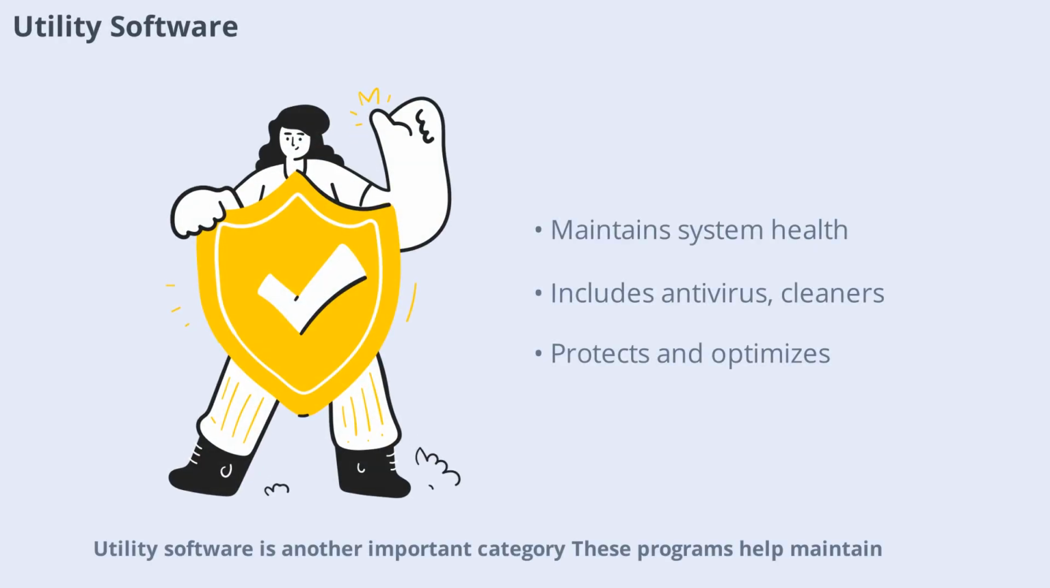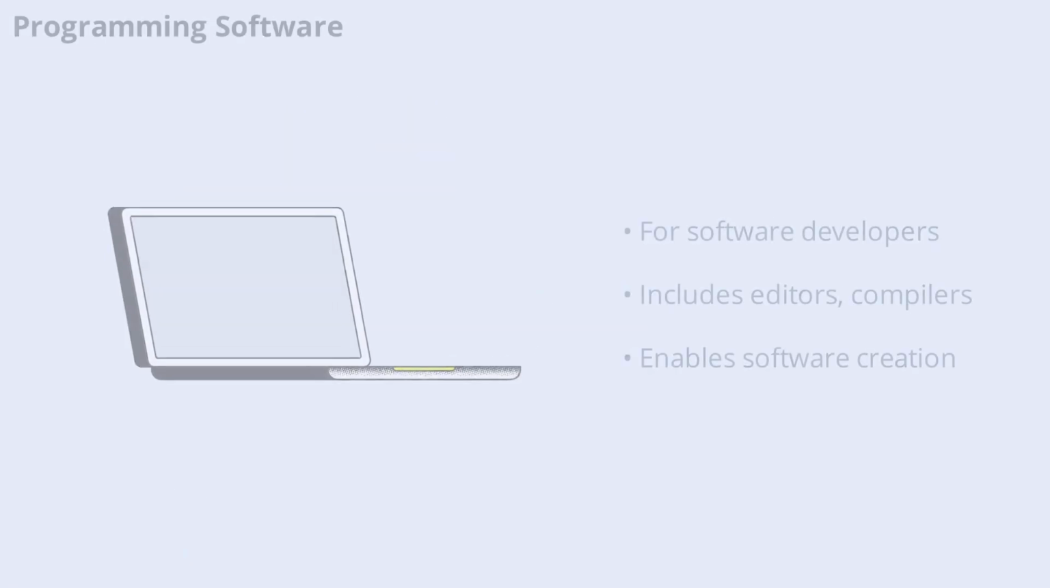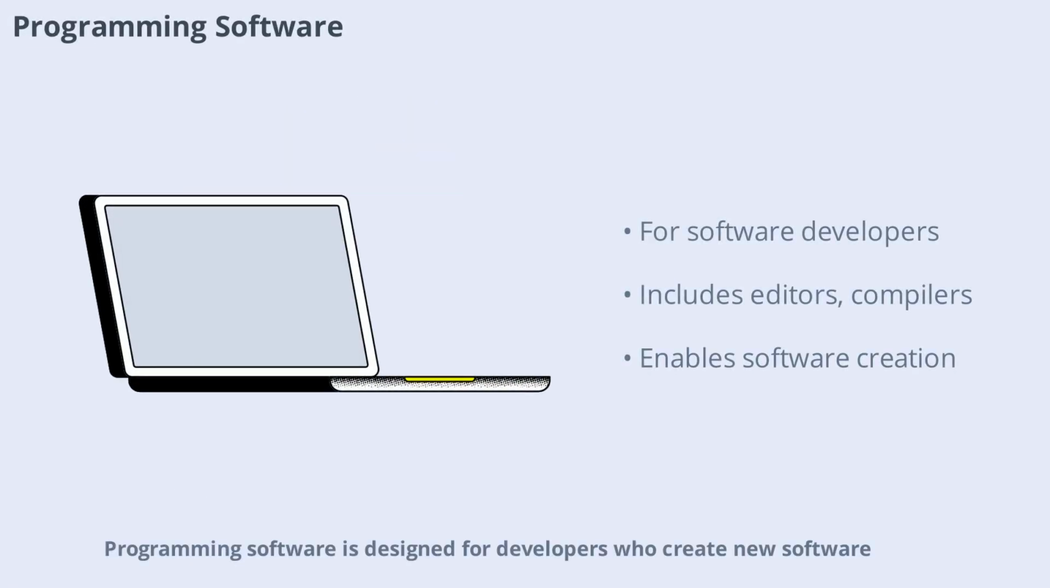Utility software is another important category. These programs help maintain, analyze, and optimize your computer's performance. Examples include antivirus programs, disk cleaners, and backup tools. Utility software works behind the scenes to keep your system running smoothly, protecting it from threats and ensuring your data stays safe.